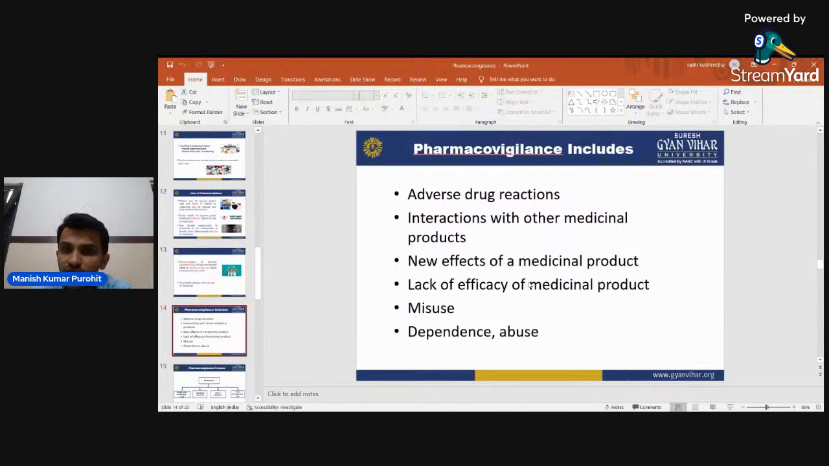So what does pharmacovigilance include? First, we study adverse drug reactions. Second, we study interactions with other medicinal products and new effects of the medicinal product, lack of efficacy of the medicinal product, misuse, dependence, and abuse. All of this is included in pharmacovigilance. The pharmacovigilance person studies all these things.